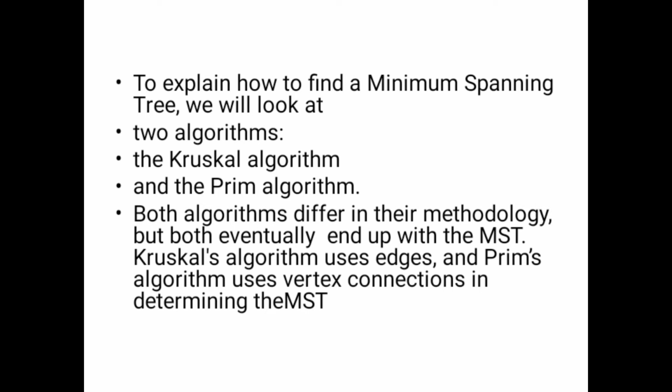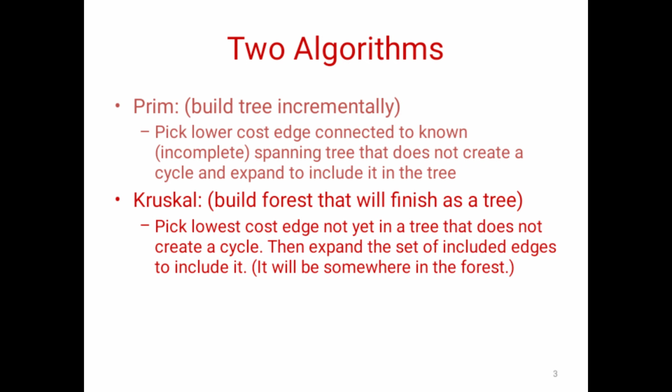So, the minimum cost spanning tree can be built using two algorithms, Kruskal's algorithm and Prim's algorithm. Both algorithms differ in their methodology, but both eventually end up with the minimum cost spanning tree. Kruskal's algorithm uses edges and Prim's algorithm uses vertex connections in determining the minimum cost spanning tree. We will learn each algorithm one by one. First, we will take up Prim's algorithm.